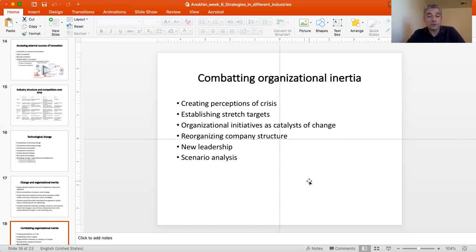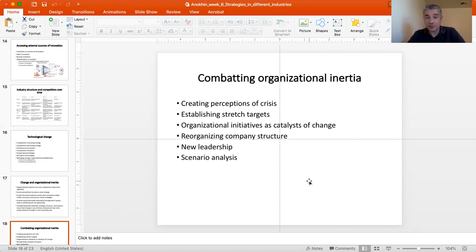So what can you do to combat organizational inertia and help the company deal with change? First of all, you create the perception of crisis throughout the organization. If people are comfortable, if there's no understanding that, you know, danger ahead, nothing will be done. If you create perception of crisis, people are more open to change. They would actually change willingly if they believe it's going to help themselves and the organization.